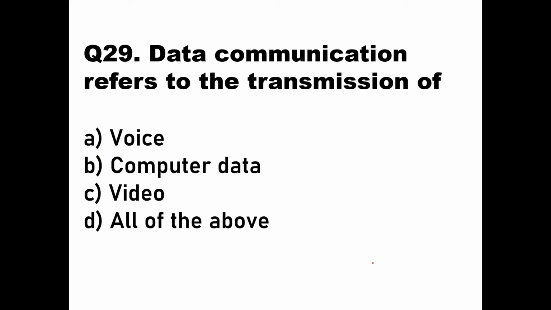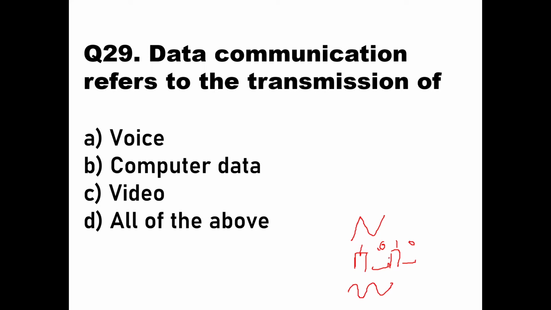Data communication refers to the transmission of what? Transmission of voice, transmission of computer data, transmission of video, or all the above. Okay. Now here, if you see voice, voice will be an analog signal. Okay. And your computer data will be your binary data. So voice, you are representing as an analog signal, and if you are representing computer data, then it will be 1 0 1 0 in that way, binary. And if you see video, video also will be an analog data. Okay, and the fourth option is all the above.